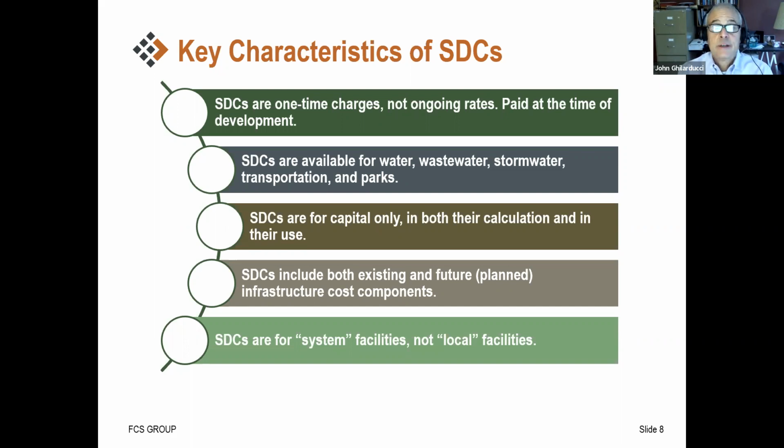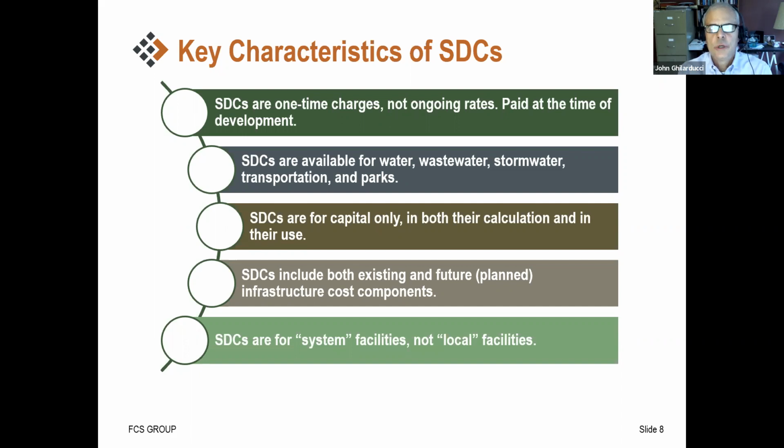It provides SDCs, authority for SDCs for water, wastewater, stormwater, transportation, and most importantly, in our case, parks. So we calculate system development charges based on the cost of capital, basically, hard infrastructure, in this case, parks and parks amenities, and planned parks and parks amenities. So it's all about capital. We can't use them for operating costs, unfortunately. We can only spend the proceeds on capital.